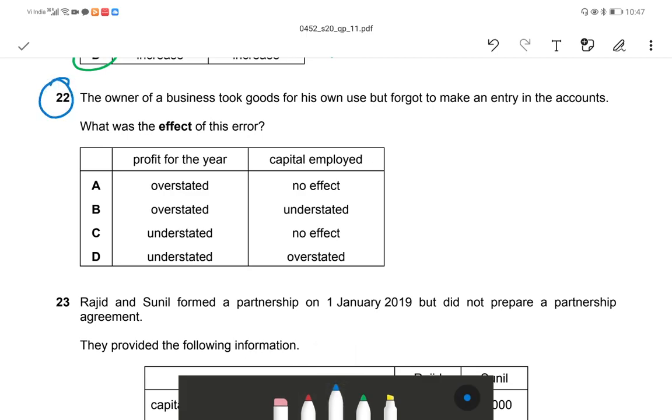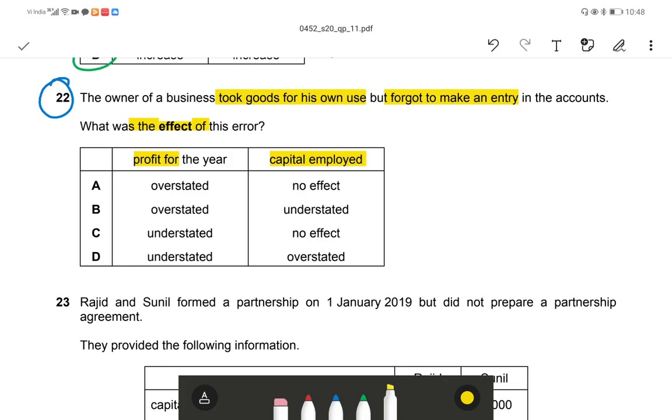22. The owner of a business took goods for his own use, drawing by goods, but forgot to make an entry in the accounts. What was the effect of this error? Effect in the profit, capital employed. It won't affect the capital employed. Capital employed means capital plus long-term liability. But goods taken for own use, drawing by goods, affect the purchase.